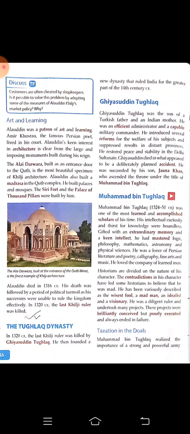Alauddin Khilji died in 1316. His death was followed by a period of political turmoil. Turmoil means it was not stable, lots of problems were there, as his successors were unable to rule the kingdom efficiently. In 1320, the last Khilji ruler was killed.